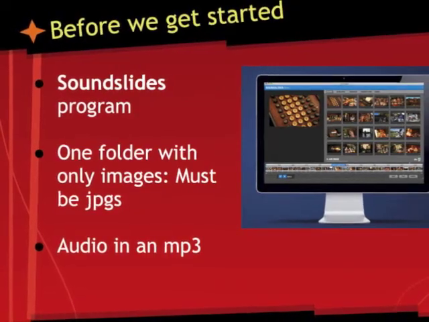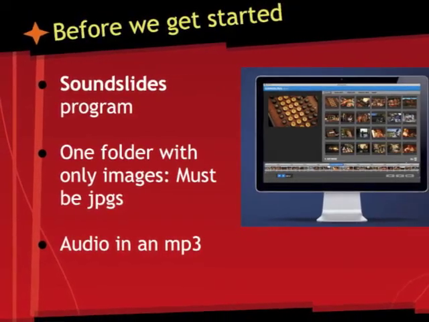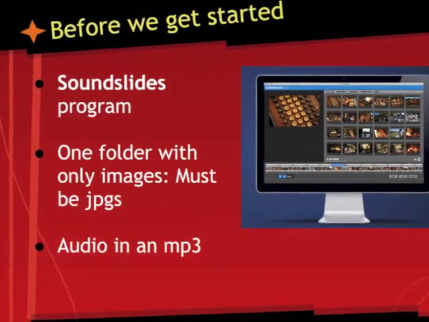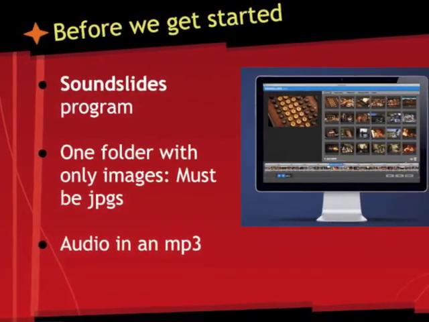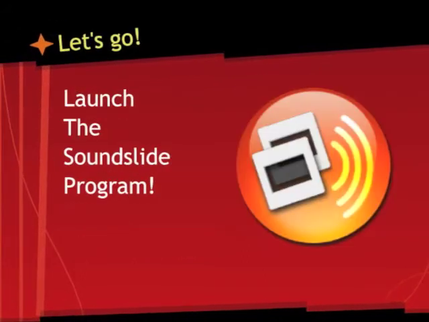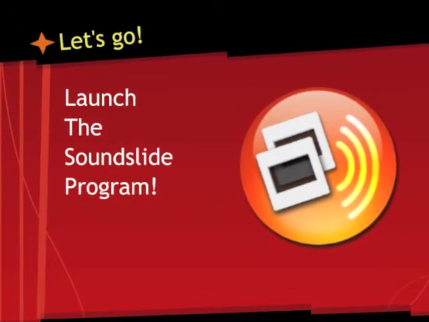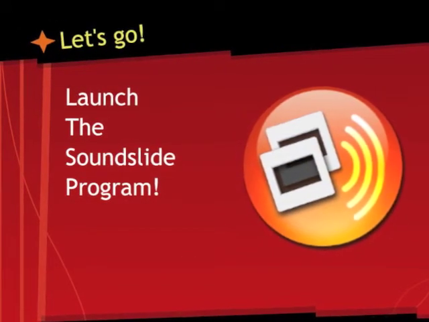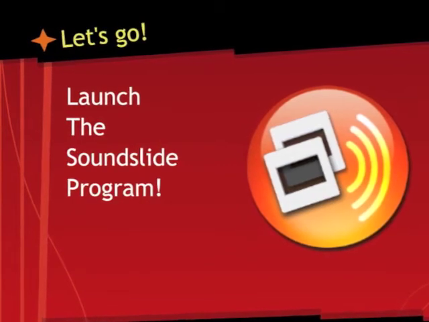Now before we get started, please make sure that you have your Soundslides program, one folder with only images in it and they must be JPEGs, and your audio as an MP3. So let's launch Soundslides, and the first thing that you'll see is this screen which will ask you to create a new project or load in an old one.